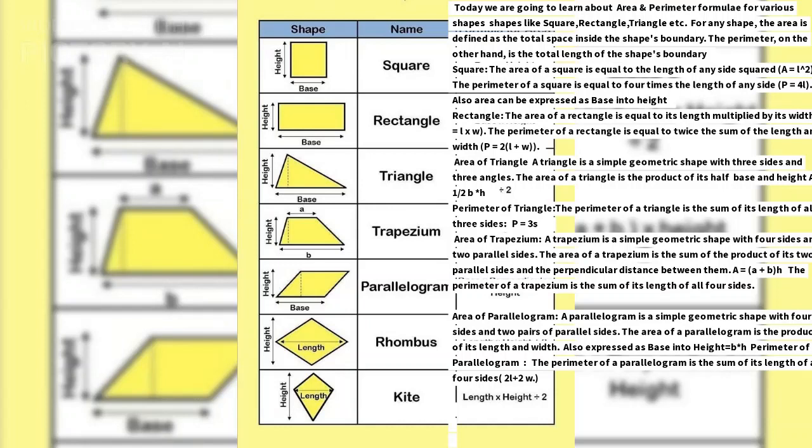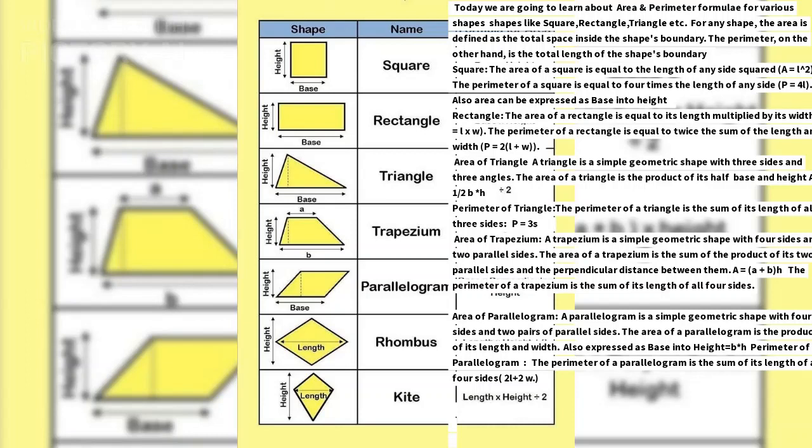Also, area can be expressed as base into height. Rectangle. The area of a rectangle is equal to its length multiplied by its width, A equals L x W. The perimeter of a rectangle is equal to twice the sum of the length and width, P equals 2L plus 2W.